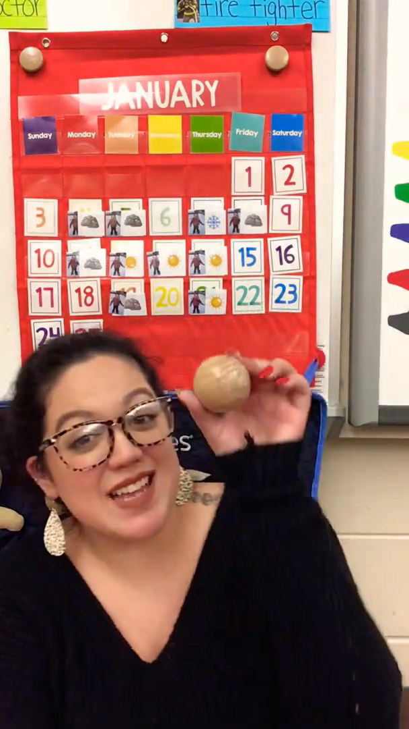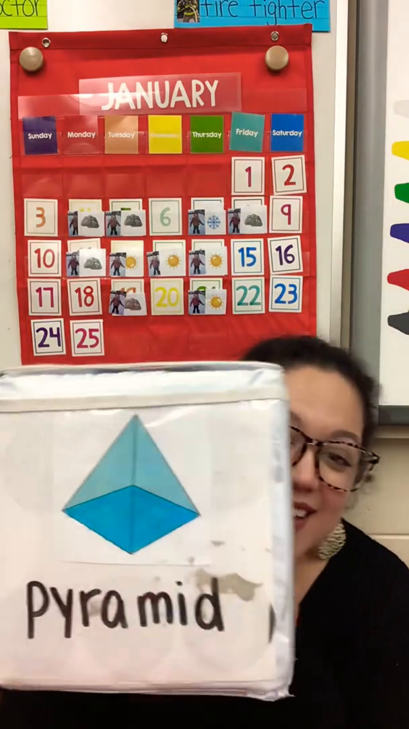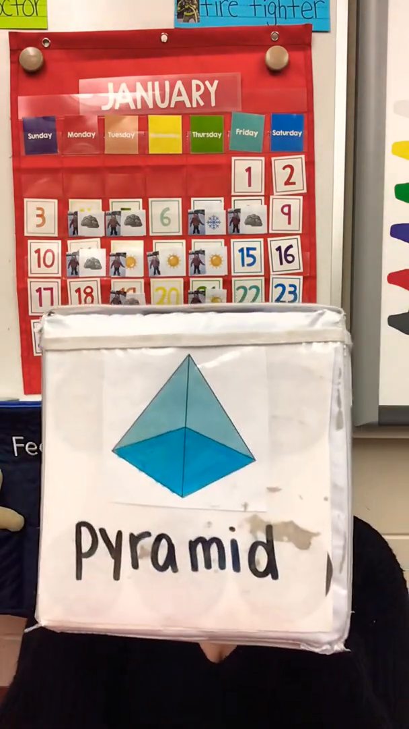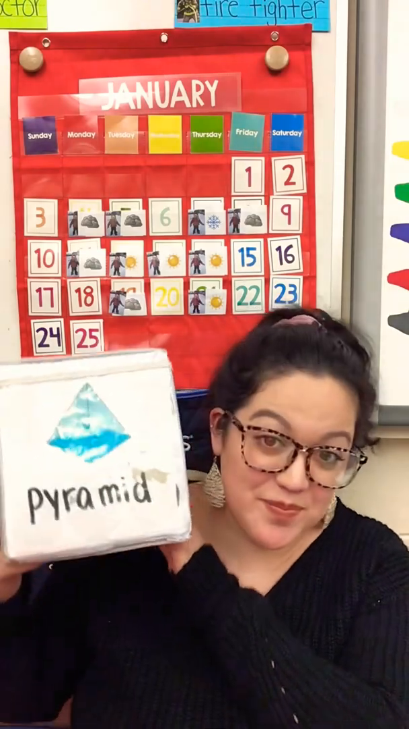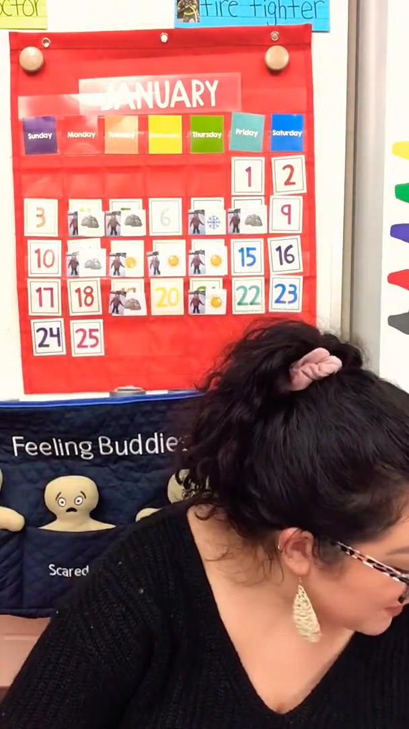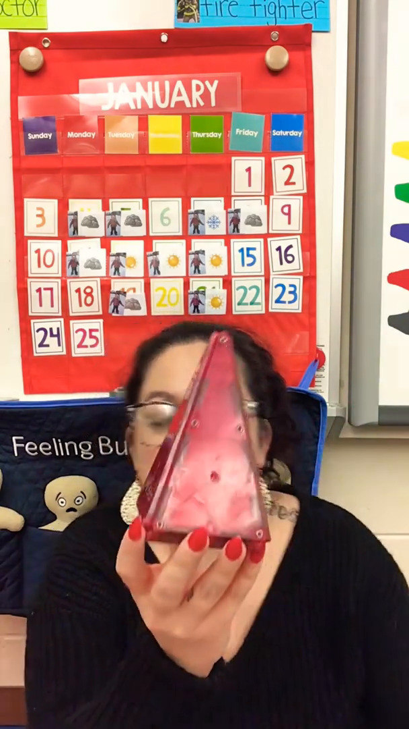So this is a sphere. All right, you ready for our next one? Okay, this is our next shape and it is called a pyramid. Can you say pyramid? Pyramid. And a pyramid has a square on the bottom and then it has triangles all on its sides.